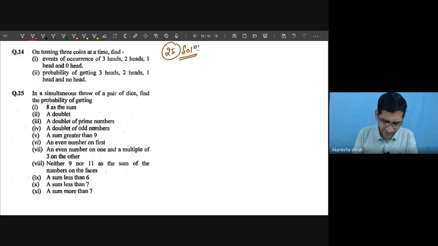So let's continue. Simultaneously throw a pair of dice, means 2 dice are there. Find the probability. So nothing is mentioned about the dice, whether the dice have whatever numbers or any different numbers, then it is to be mentioned. So nothing mentioned means it is the die with numbers 1 to 6. So for that, write down the sample space. So for sample space, you need to put the die 1 here.